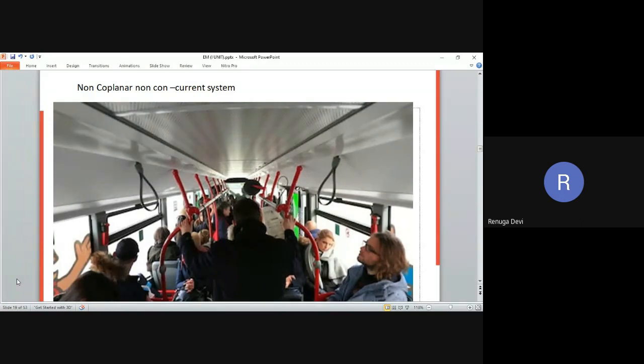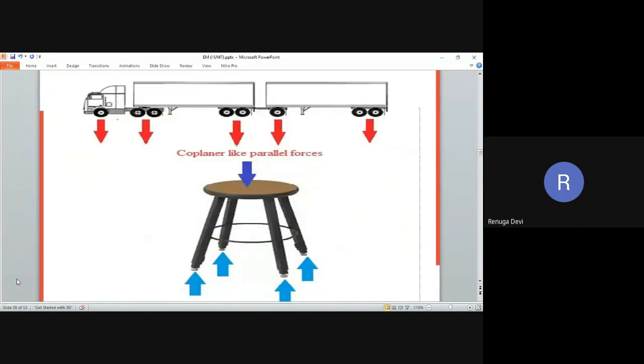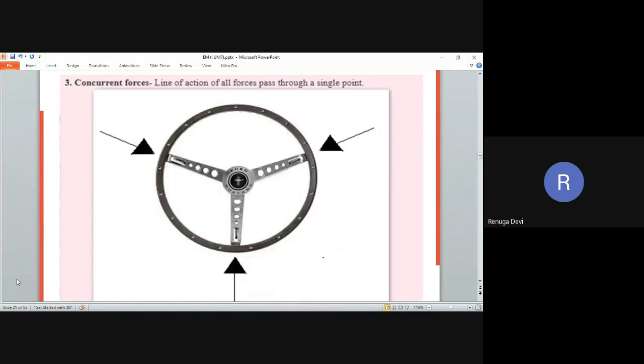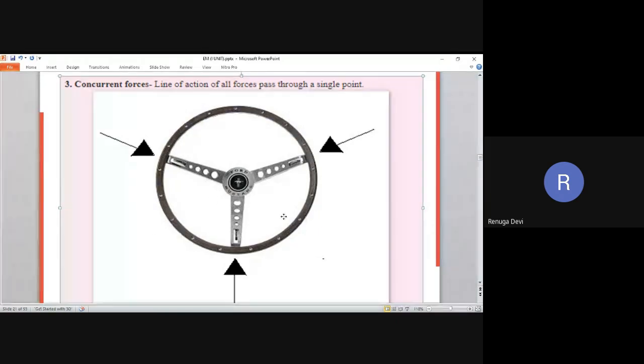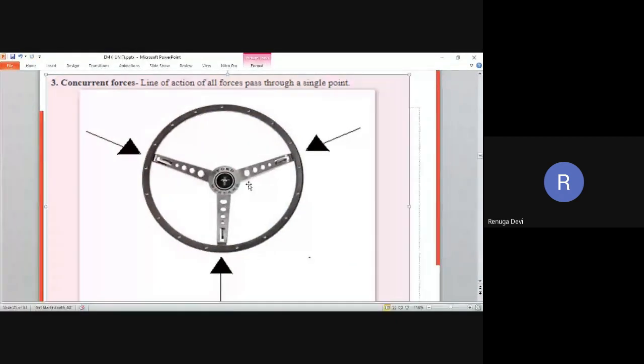One more example for this, the persons moving in a bus. Each and every person takes support at different places. So this comes under non-concurrent. And this is also a tripod, coplanar like parallel forces. So everything, the steering wheel comes under concurrent force system. You just see that. So you can easily apply Lami's theorem here with the help of this. So the transmissibility law is very well suited here.